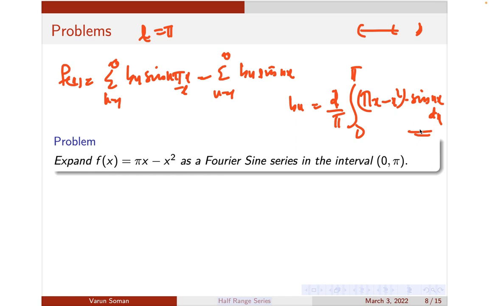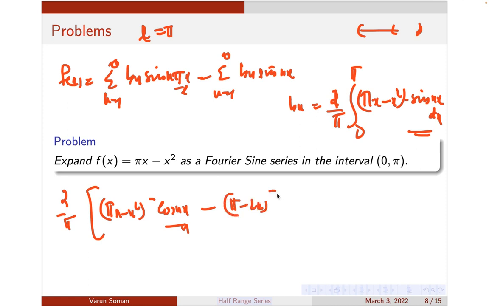Just calculate it. Actually it will become 2 by pi, again pi x minus x square into minus cos nx by n, minus pi minus 2x into minus sine nx by n square, plus minus 2 into cos nx by n cube.